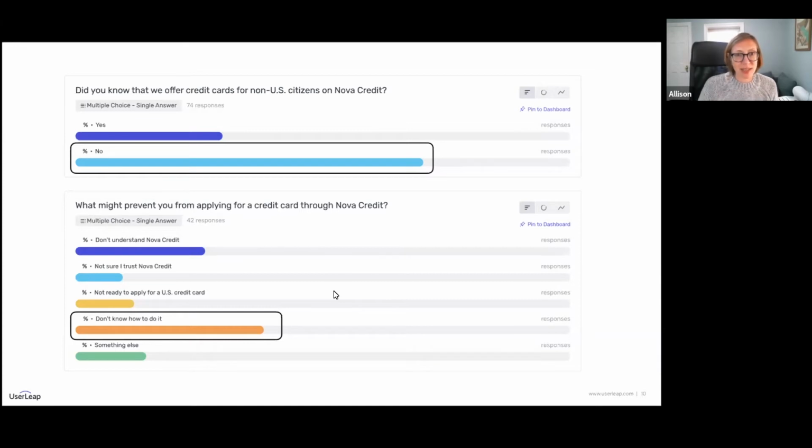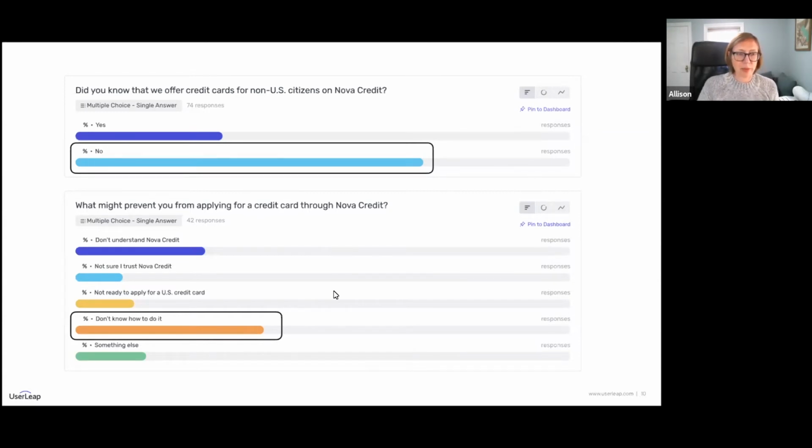They weren't sure what they had to do in order to get a credit card through Nova Credit. And so this was really, really eye-opening for the team there. They realized they had the right audience right there on their site. They were looking for the services that Nova Credit provided, and they just didn't know how to move forward. And so this was really a big finding for them. And they were able to take a step back and ended up really redesigning their entire marketing site.